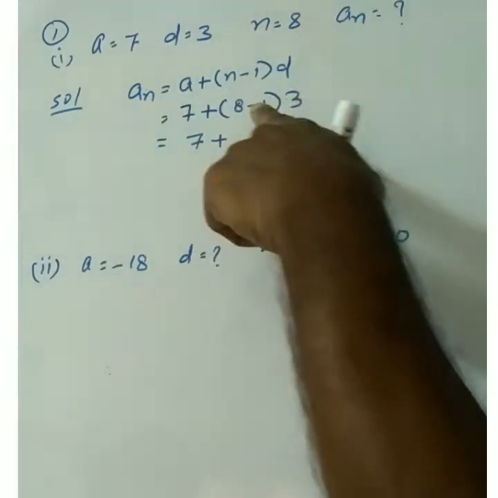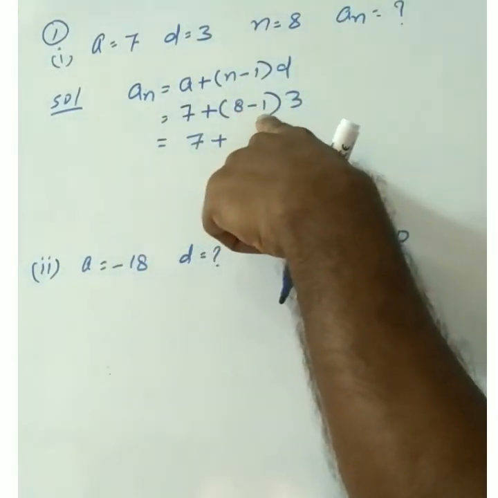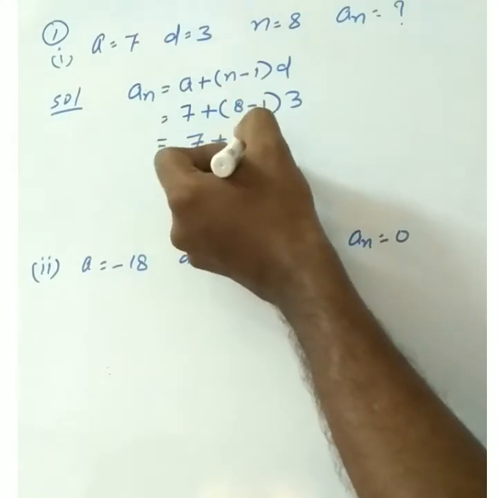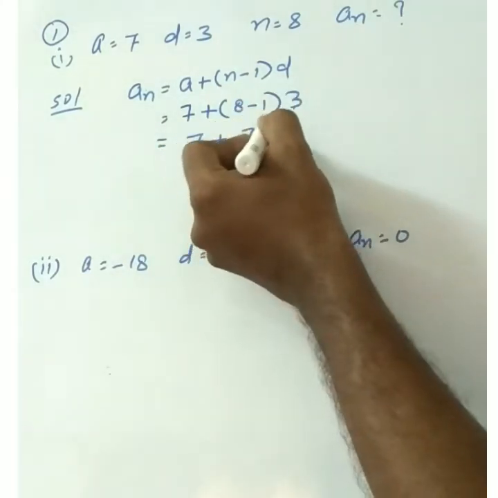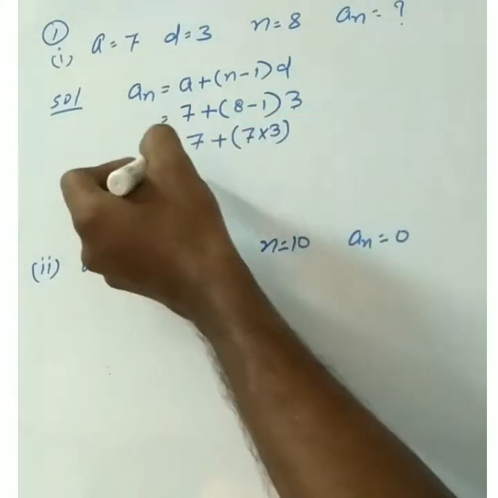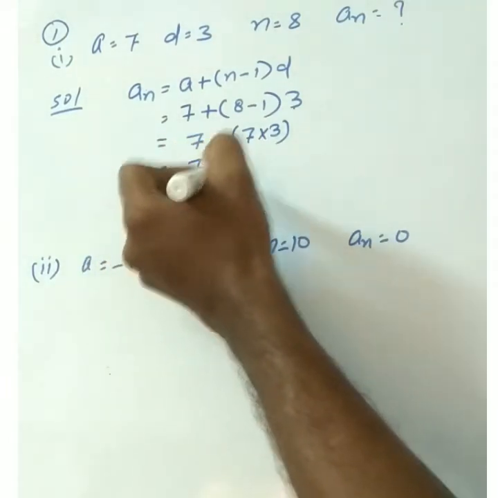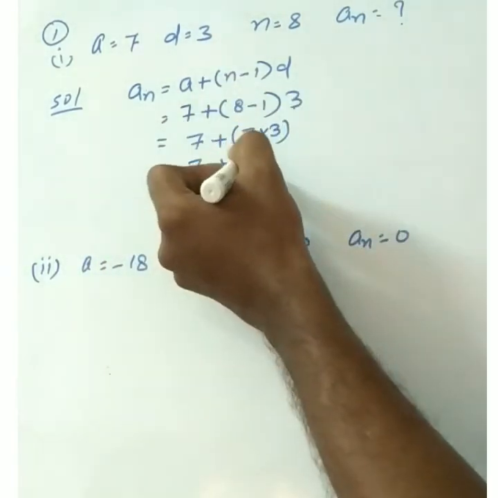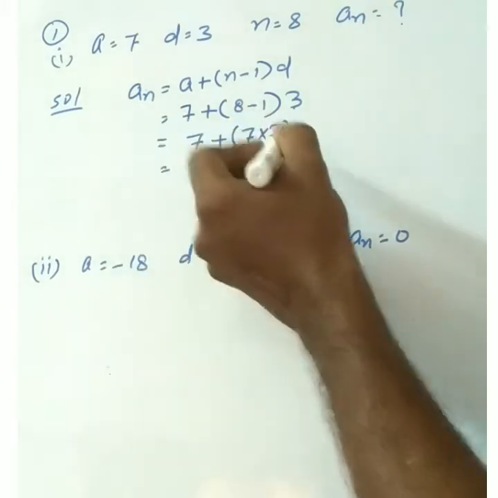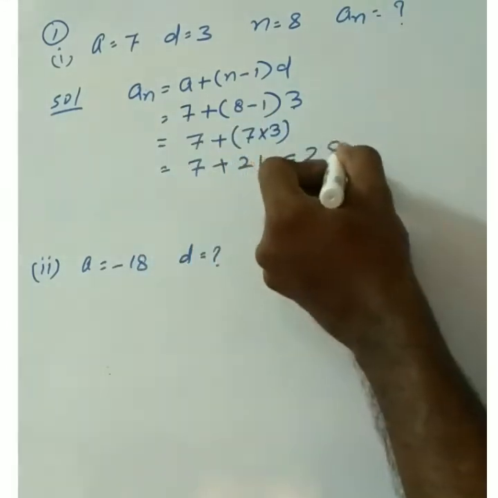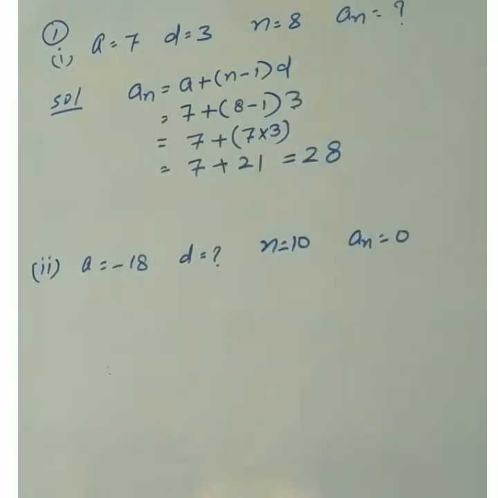7, 8 minus 1. 8 minus 1 is 7. And this is multiplied by 3. 7 times 3 is 21. 21 plus 7 is 28. This is the nth term of this AP.